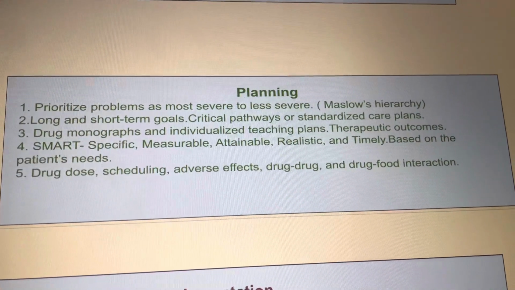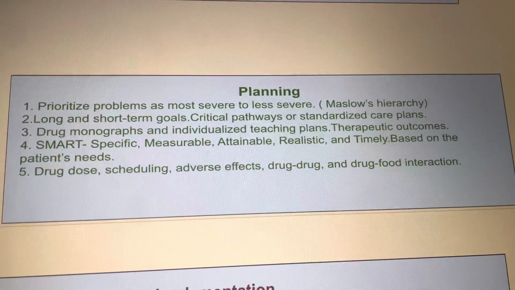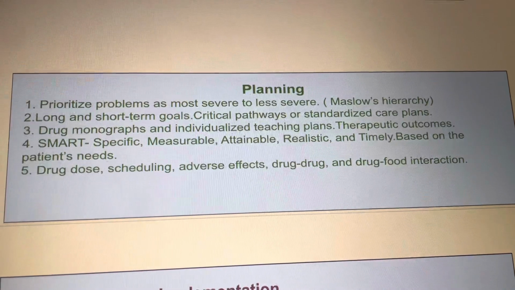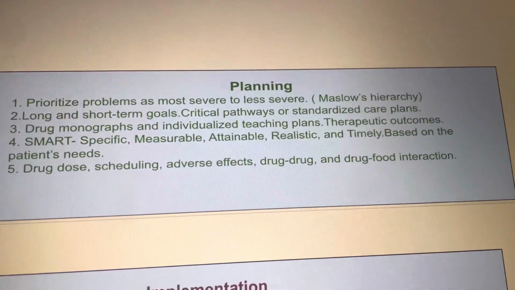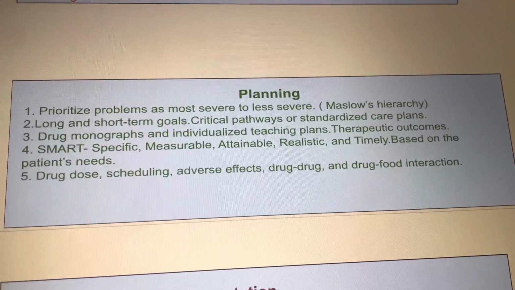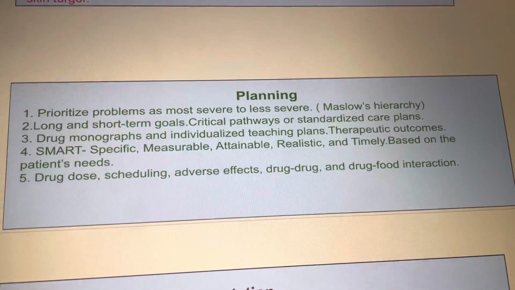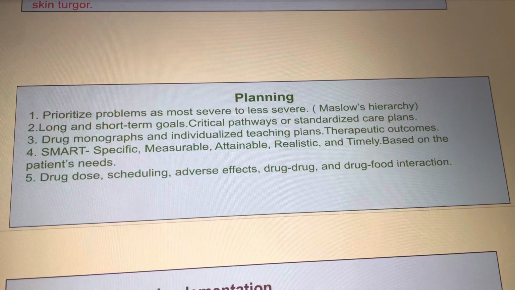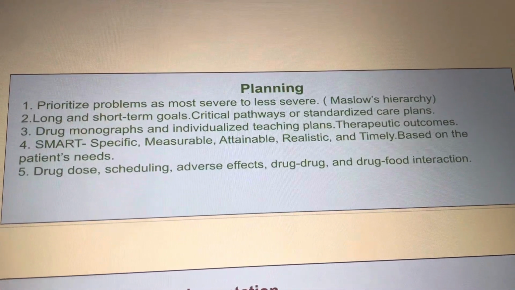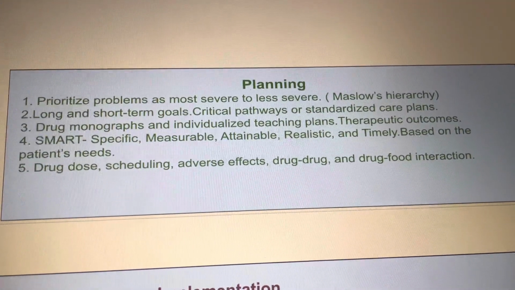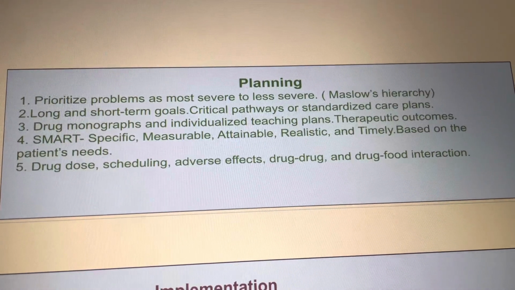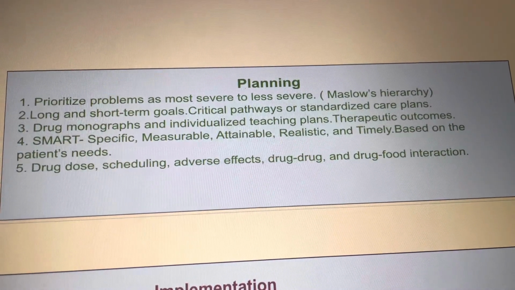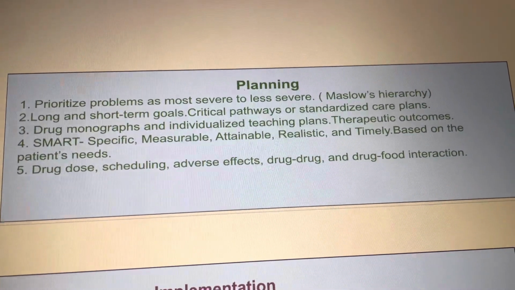The planning phase is where, as a nurse, we plan what we are going to do. We will prioritize the problems from more severe to less severe. We can follow Maslow's hierarchy here, see which problems are more severe, and then from the top go down, listing the problems from more to less severe. So we know what we need to do first.